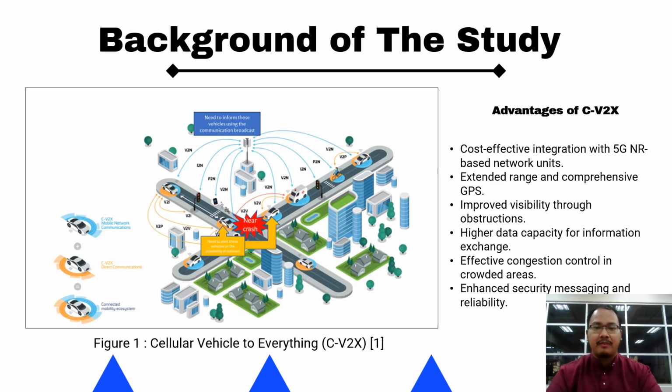The Third Generation Partnership Project, 3GPP, has been developing a cellular vehicle communication called CV2X, designed to operate over cellular networks such as 5G New Radio.